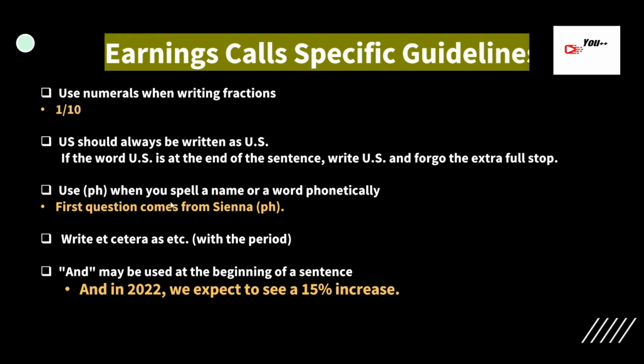When you encounter the word etc., you write it as etc. with a period. So always make sure that you include a period when you encounter the word etc. So even if the speaker says etc., just write it as etc. Unlike in clean read transcription, the word and may be used at the beginning of a sentence. So in these earning calls, you can use the word and as you wish. So for example, you say, and in 2022 we expect to see a 15% increase.